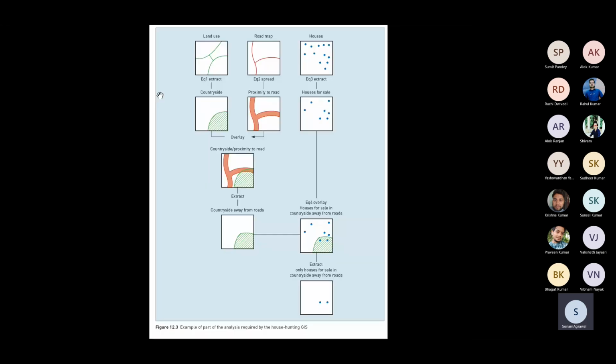And finally, you will get this type of graph, this type of flowchart. So in this one, you will have a land use map. You will use exactly the terms like extract, countryside, road map, proximity to the road. Thereafter, overlay is performed. Thereafter, again extraction is performed, again overlay is done. So this is the whole procedure which is explained over here. This is the procedure of cartographic modeling that we are already doing.